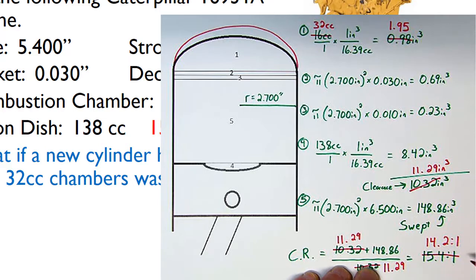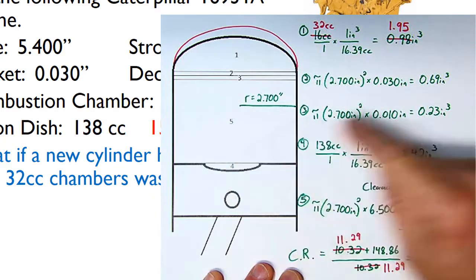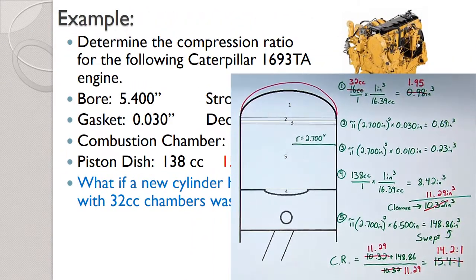That's a dramatic drop in compression ratio, and that engine is going to produce a lot less power and run at a much, much cooler temperature. There's a lot of problems with that change. So changing a combustion chamber, or a piston for that matter, can have a huge impact on compression ratio.